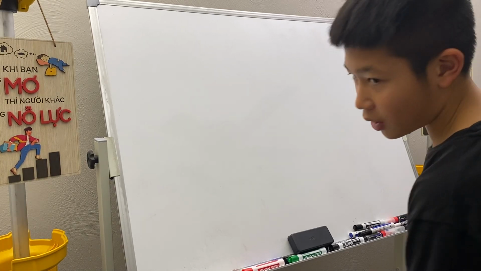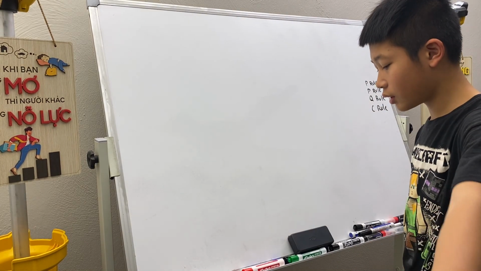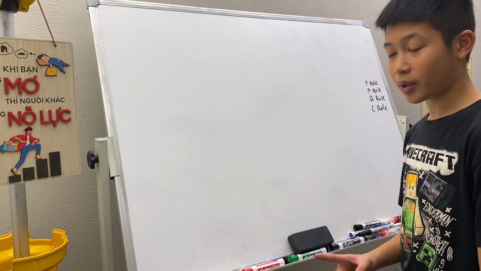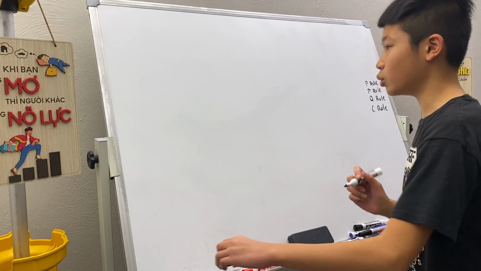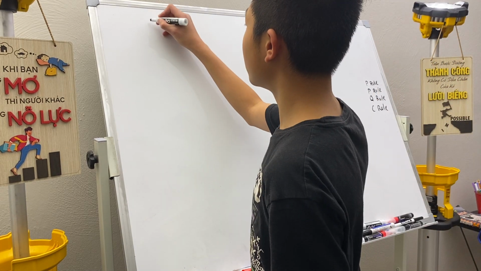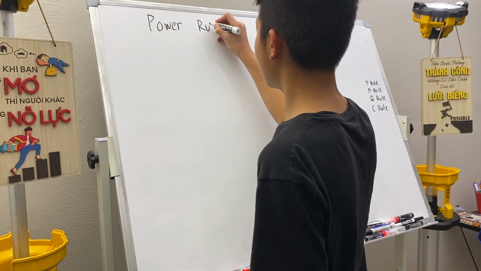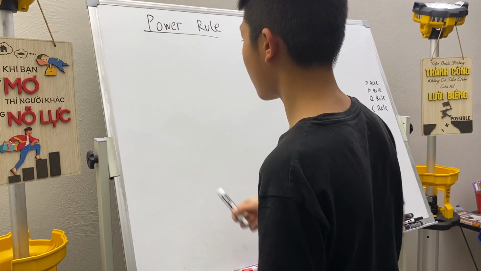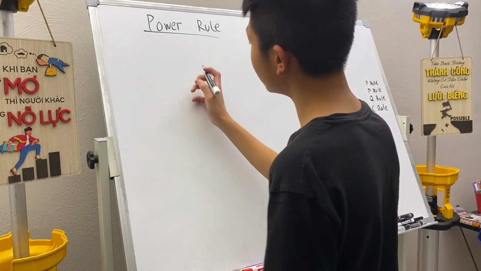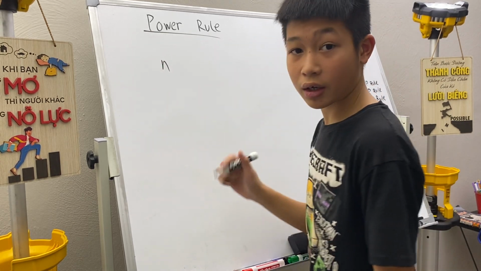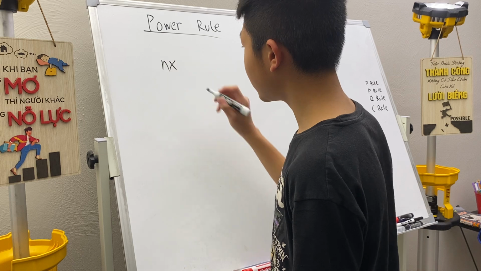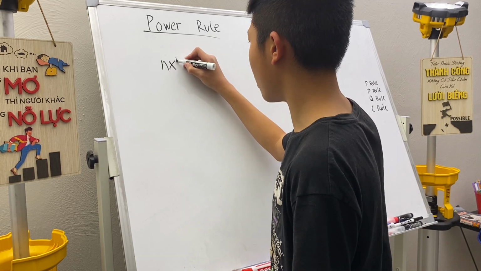Okay, today we're going to talk about derivatives. And the first one we're going to talk about is the basic one. It's called the power rule. The power rule is like this: the number in front of x to the whatever power, like n.